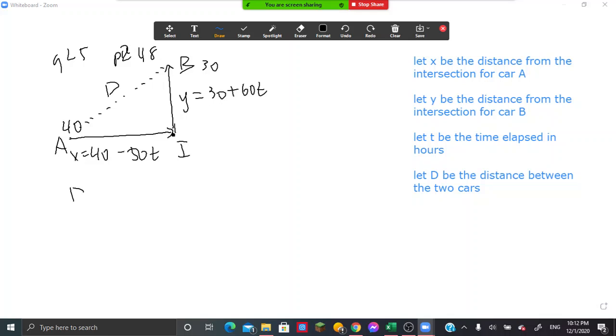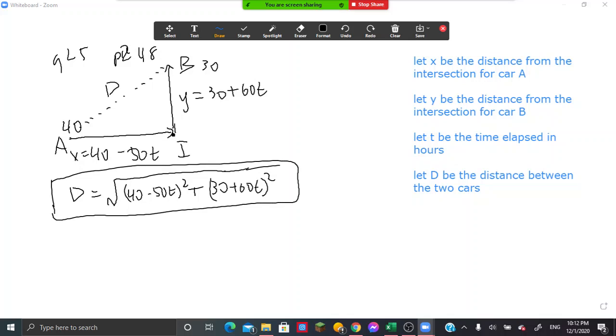So the distance in this case will then be distance is equal to square root of x squared plus y squared, which in this case x squared is (40 minus 50t) squared plus the y squared. And this is really the hardest part of the whole problem, to find the distance in terms of time. And afterwards, you would just differentiate this and solve at t equals 0. And that's the whole problem.